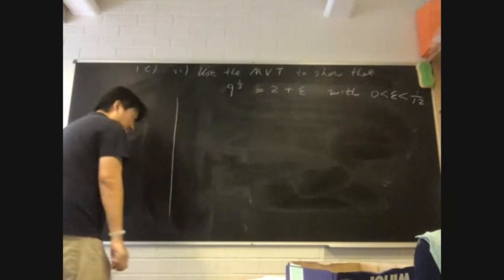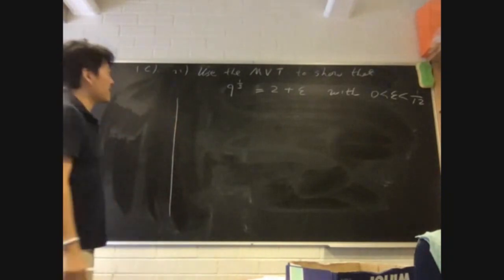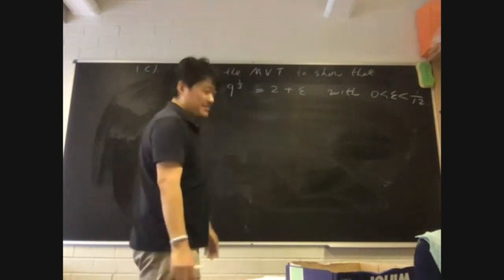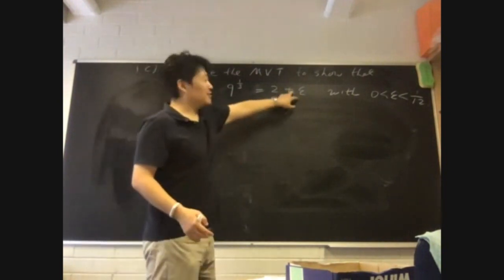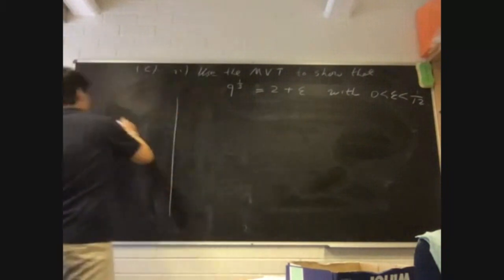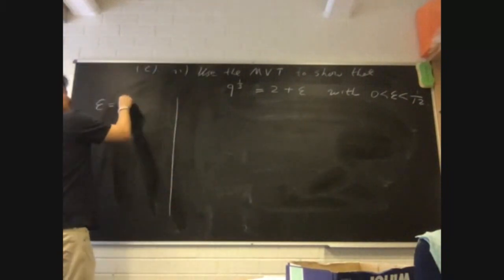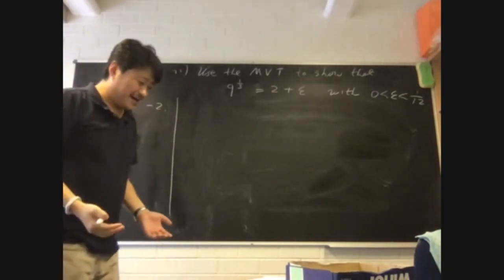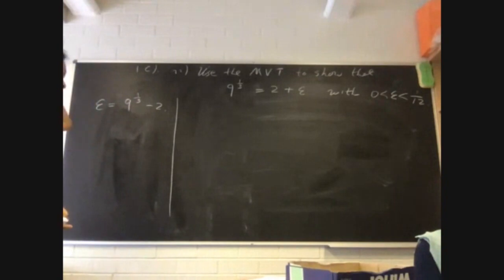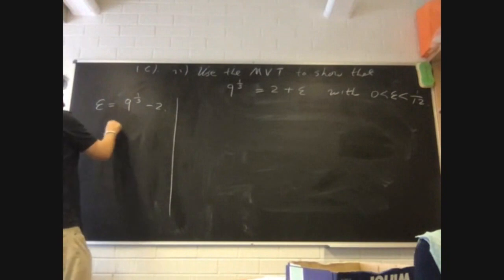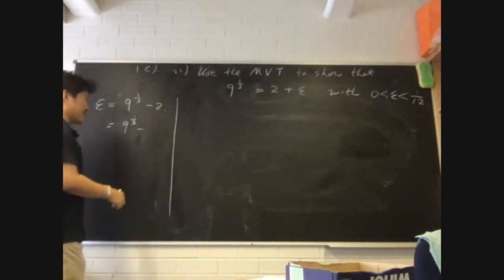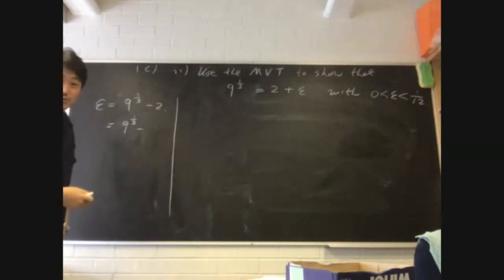Let's brainstorm a little bit before starting. The cube root of 9 is 2 plus something. That something really defines epsilon. Epsilon is the difference between the cube root of 9 and 2. That's not so interesting yet, but the thing you want to realize is the following: 2 is the cube root of 8.